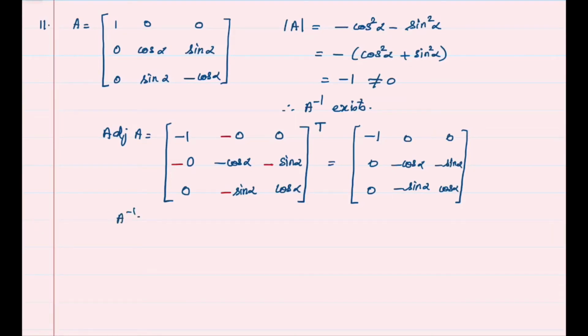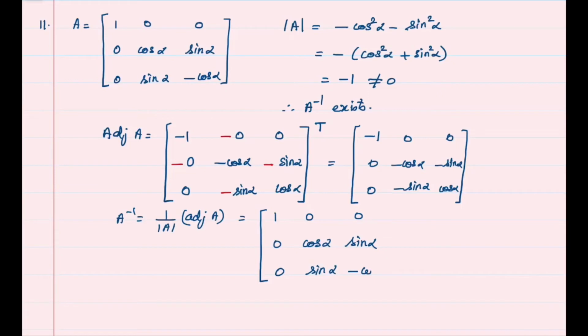A inverse formula is 1 by determinant of A into adjoint of A. Determinant value is minus 1. We have to change the sign throughout. And this is the answer.